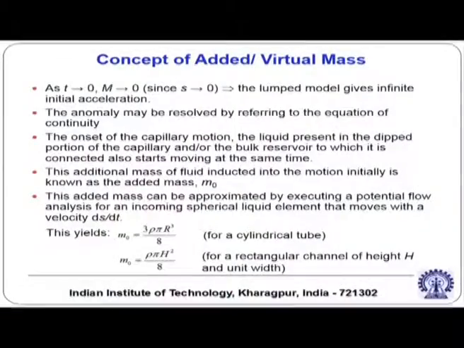If you continue with it, this additional mass of fluid inducted into the motion initially is known as the added mass, or sometimes the virtual mass. It is called added mass or virtual mass because it is not the mass seen within the capillary, but a mass that is integrated with the motion taking place within the capillary. Now, how can you estimate this added mass?